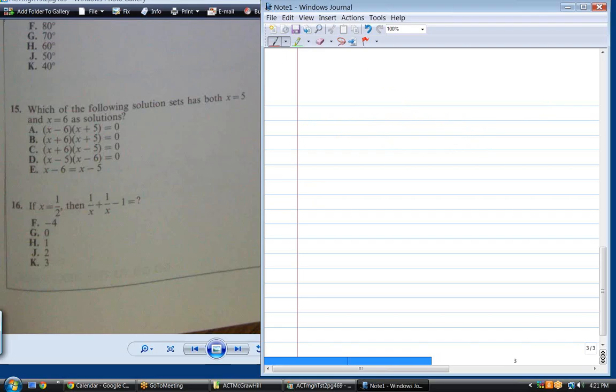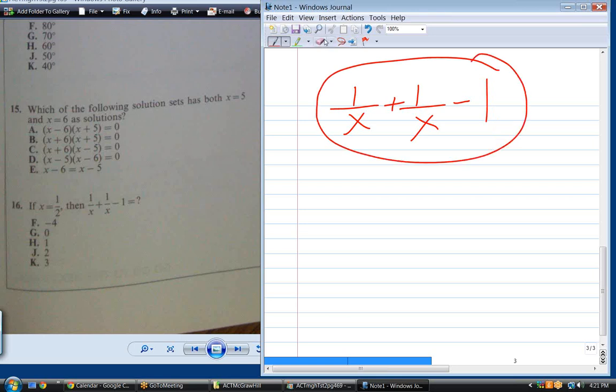And 16. 1 over x plus 1 over x minus 1. How do I evaluate that with x being equal to 1/2? The best way to do it is just like the other problems. Write it out with everything substituted and then simplified. So what's the next line? What should my next line look like?